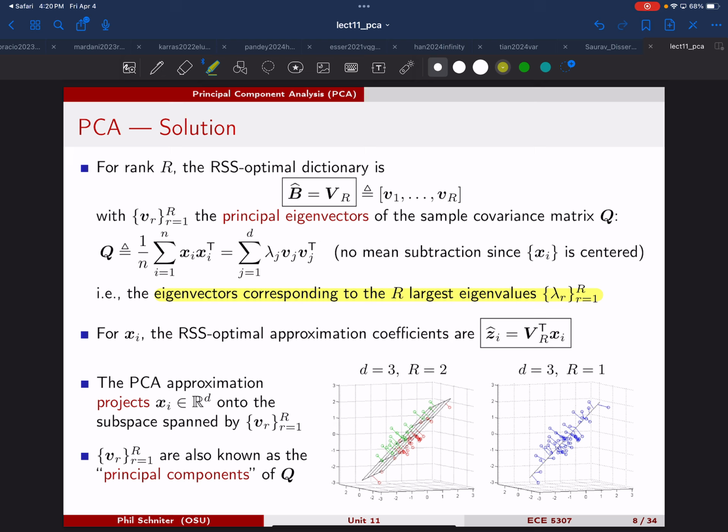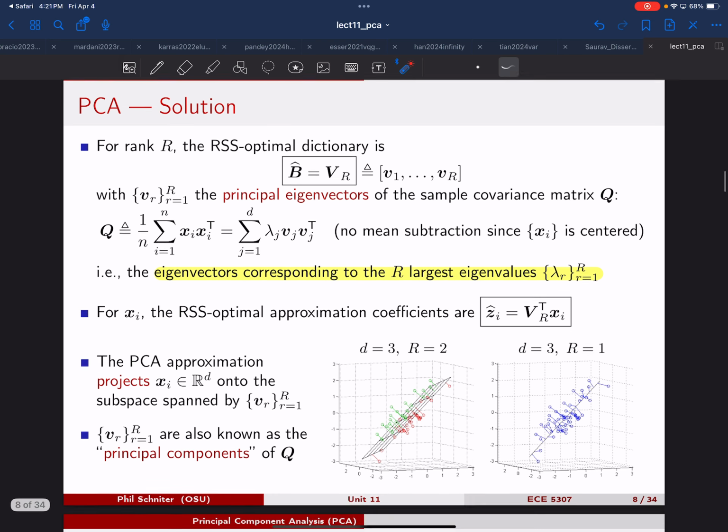And basically, you construct your B matrix with those V's, and then you can compute the coefficients by taking that same V matrix and doing V transpose times the full feature vector, and that will reduce the dimension down to R. Okay, so what are we actually doing in all this? I think these pictures will clarify it.